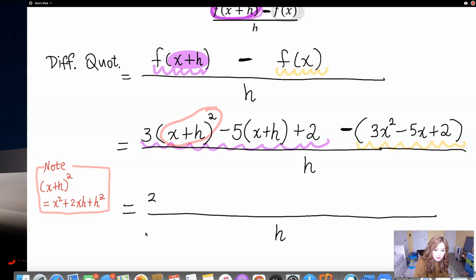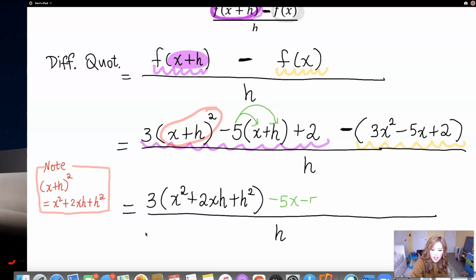Let's write down 3, open parenthesis, and write down what x plus h squared is in here. X squared plus 2xh plus h squared. Now, let's go ahead and distribute some stuff, okay? Ready? Distribute the negative 5 in to x and h. So that turns into minus 5x and minus 5h.